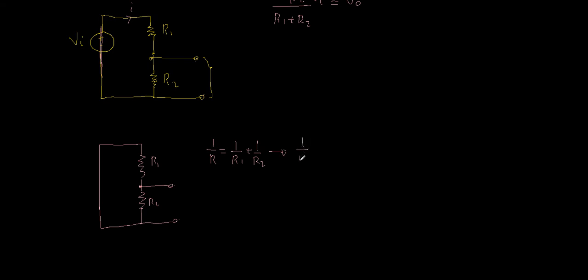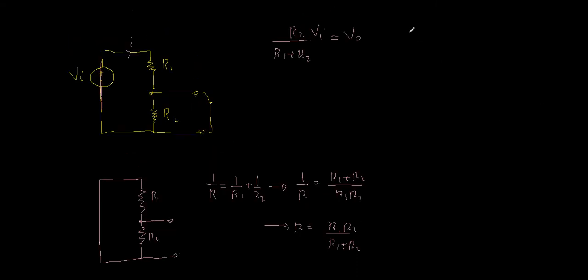So this implies that 1 over R is equal to (R1 plus R2) divided by (R1 times R2). And so the resistance is the inverse of this, so it's R1 R2 divided by R1 plus R2. So this is our resistance. So this is V0, and so R0 is equal to R1 times R2 divided by R1 plus R2.